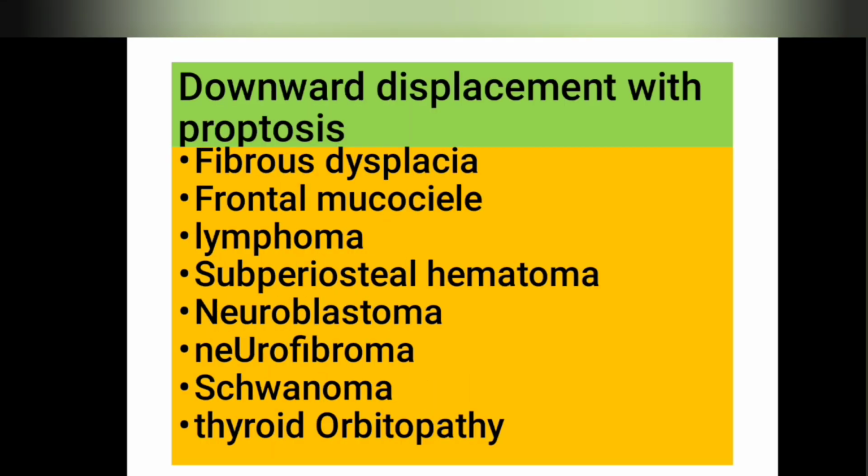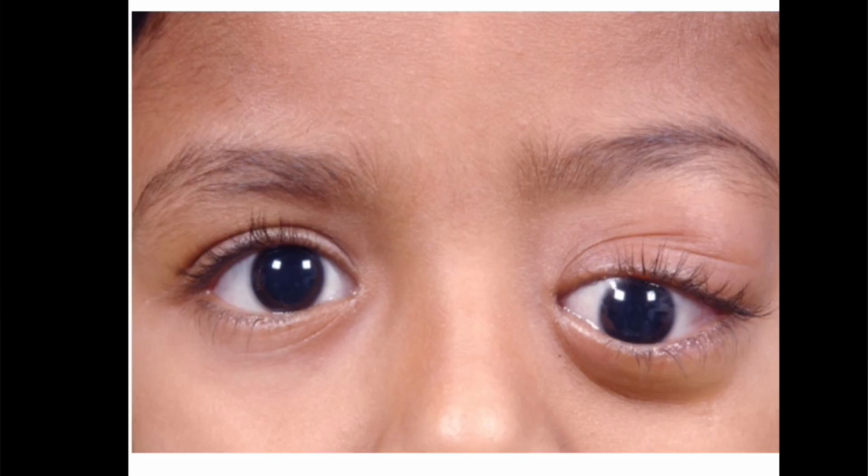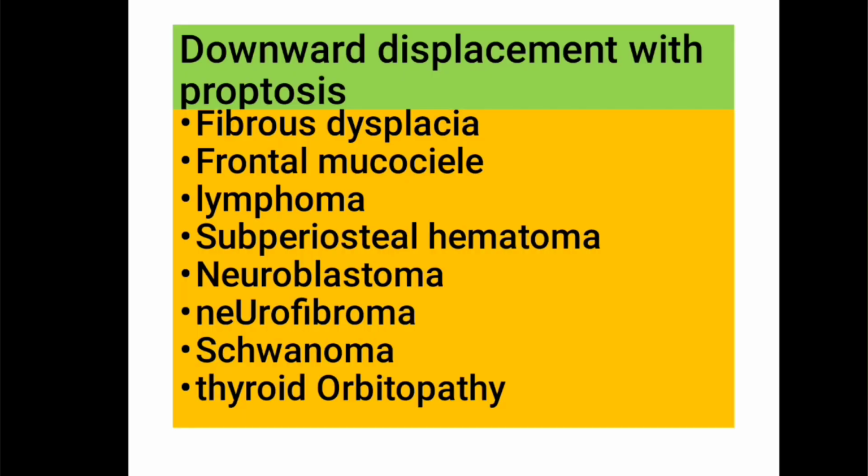Whenever the eyeball is displaced downwards, if you think that this is the nose and this is the orbit, and the eyeball is displaced in the downward direction, it means there is something pushing it from above. So what can be the causes for this downward displacement of the eyeball? The various causes are fibrous dysplasia, frontal mucoceles, lymphomas, subperiosteal hematoma, neuroblastoma, neurofibroma, schwannoma, and thyroid orbitopathy.